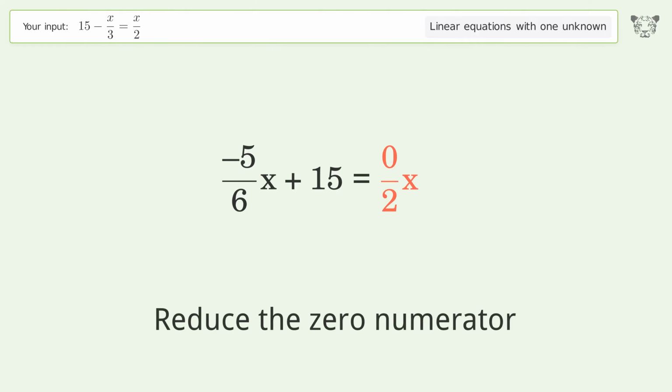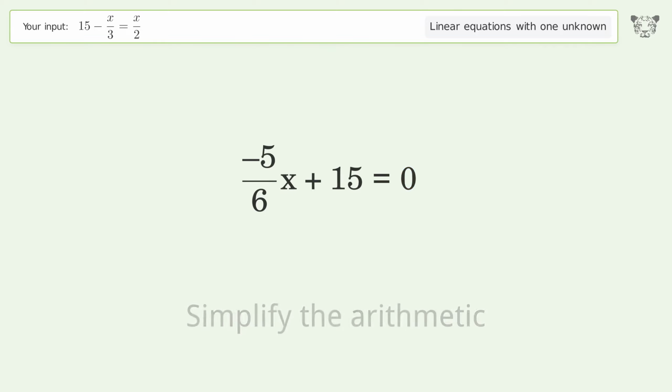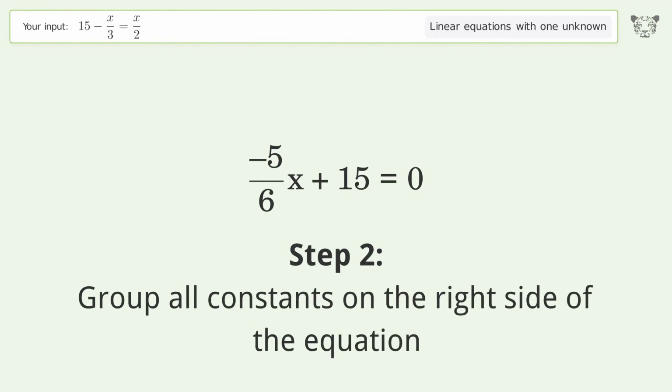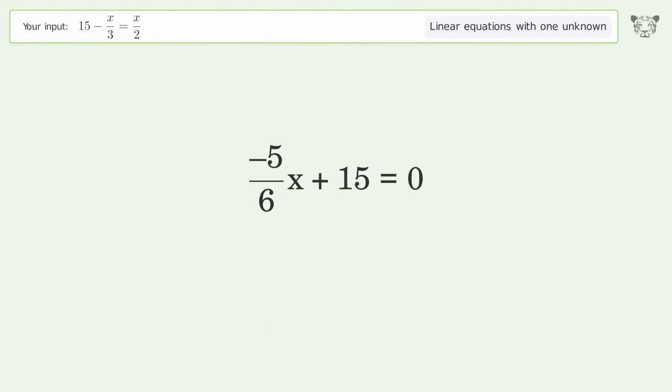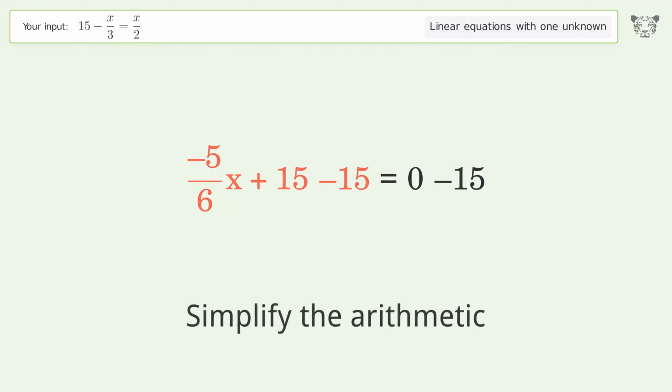Reduce the zero numerator. Simplify the arithmetic. Group all constants on the right side of the equation. Subtract 15 from both sides. Simplify the arithmetic.